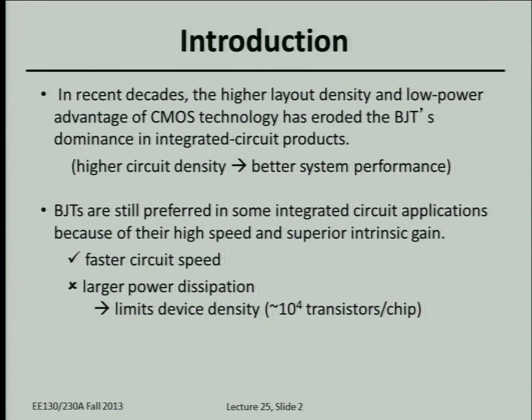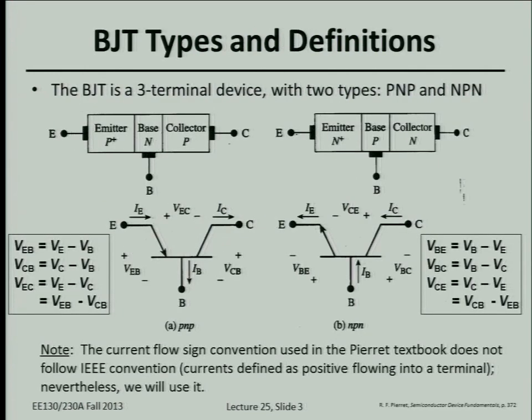But they are still used in circuits where you want very high speed or high frequency operation, because a BJT, a bipolar junction transistor, does have much higher current gain than a MOSFET, or it can have higher gain than a MOSFET. And so that's good if you want high speed and high frequency operation. Okay? All right, so I'm just going to call it BJT from now on for bipolar junction transistor.